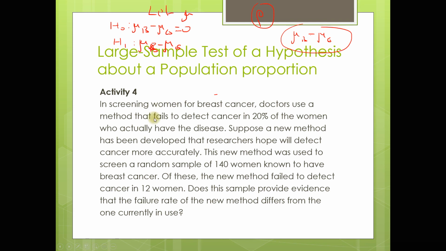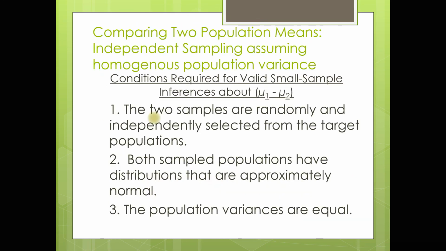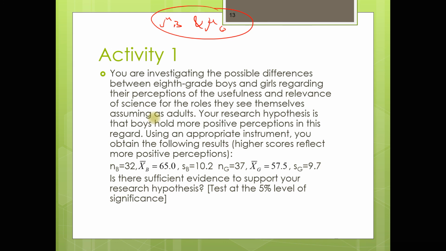Sorry, I'm writing on the wrong slide here. Let me get back here. H naught is such that mu b minus mu g equals 0, and H1 is such that mu b minus mu g can either be not equal to 0, or greater than 0, or less than 0. It depends on what is being asked here. So I leave it to you to find out yourself what it is supposed to be.